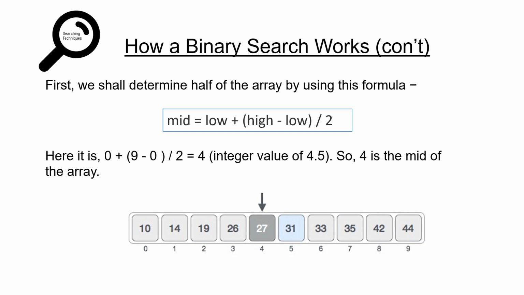So, therefore, substitute natin, 0 plus 9 minus 0. Uunahin natin si 9 minus 0. So, it's gonna be 9 minus 0, it's 9. And PEMDAS nga. So, therefore, 9 divided by 2 is equivalent to 4.5. So, 0 plus 4.5 is still 4.5. But since array tayo, we're dealing with integers, not doubles. Therefore, ang index position natin, wala namang 4.5. So, therefore, it's gonna be 4.